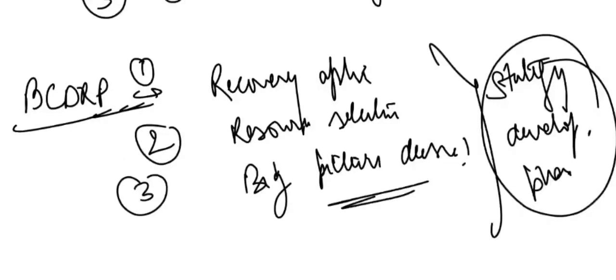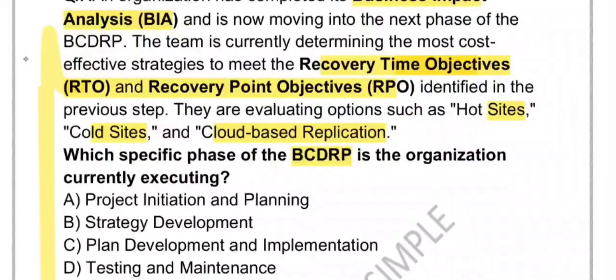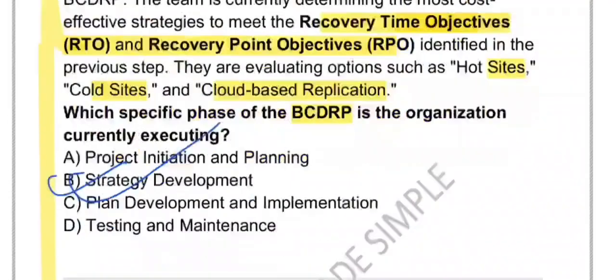So if you look at the correct answer of this question, yes, B is the correct answer: strategy development. When I say strategy development, it means deciding how the recovery will be achieved: selecting hot, cold, or warm sites, backup and replication methods, cloud versus on-prem solutions, ensuring the chosen option can meet RTO and RPO, and performing cost-benefit analysis.